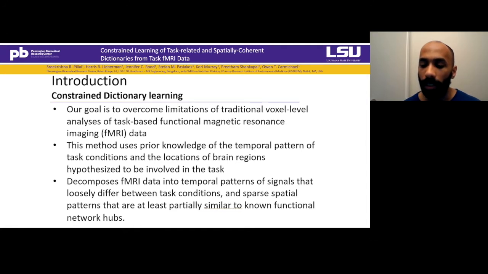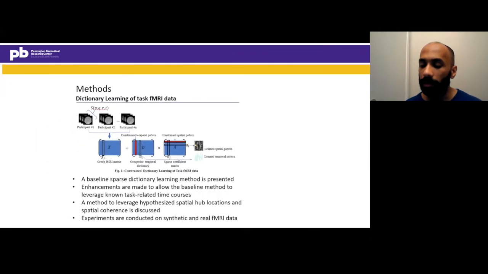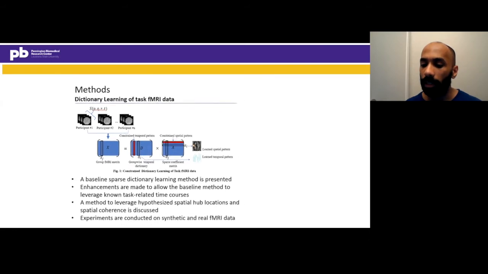in the task. It also decomposes functional MRI data into temporal patterns of signals that loosely differ between task conditions and sparse spatial patterns that are at least partially similar to functional network graphs. A baseline sparse dictionary learning method is presented in this work, and enhancements are made on it to leverage non-task-related time courses. A method to leverage hypothesized brain region location and spatial coherence is discussed. Experiments are conducted on both synthetic and real MRI data.